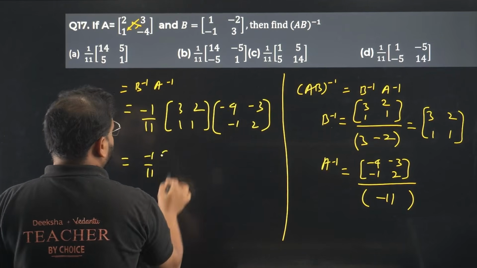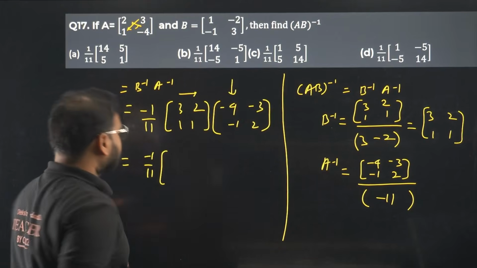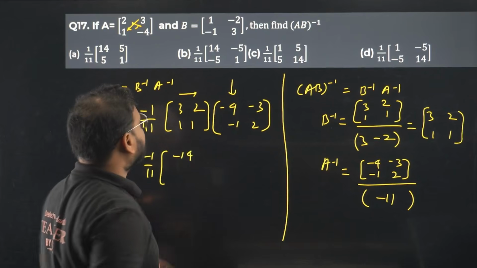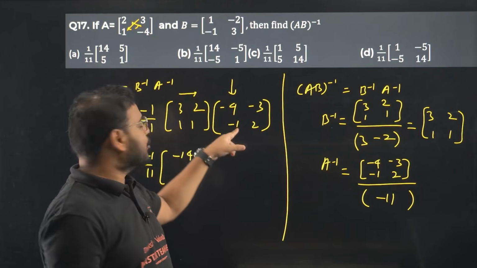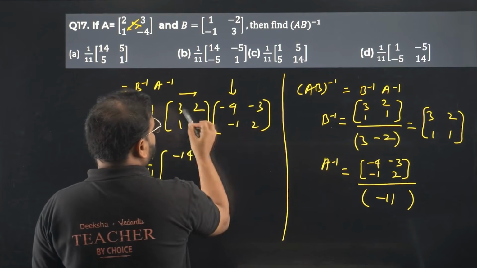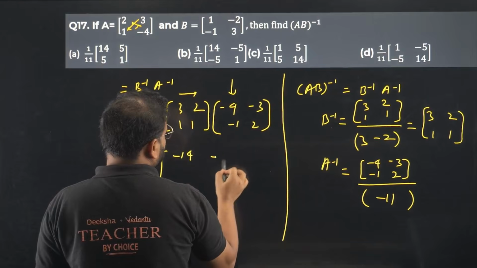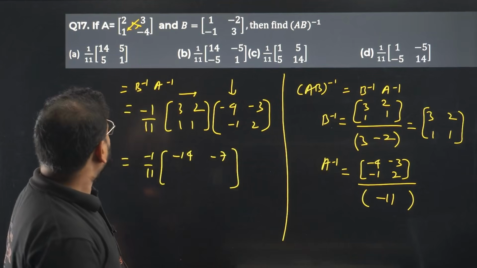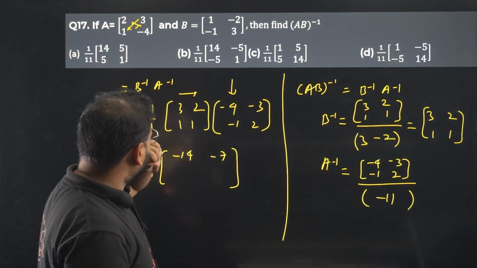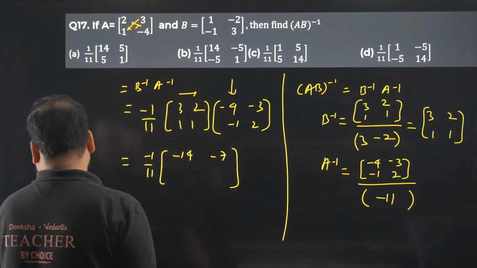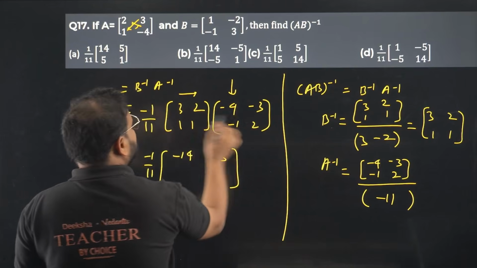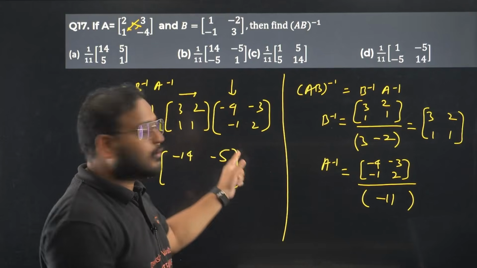Minus 1 by 11. Multiplication: 3 by 2, row to column. Minus 12 and minus 2, so minus 14. Correct? 3 into 4 is minus 12 and 2 into minus 1 is minus 2, so it becomes minus 14. Again, first row second column: minus 9 plus 2, so minus 7, right? Sorry, 3 into 3 is minus 9 and 2 into 2 is 4. I add them. Minus 9 plus 4 is minus 5.